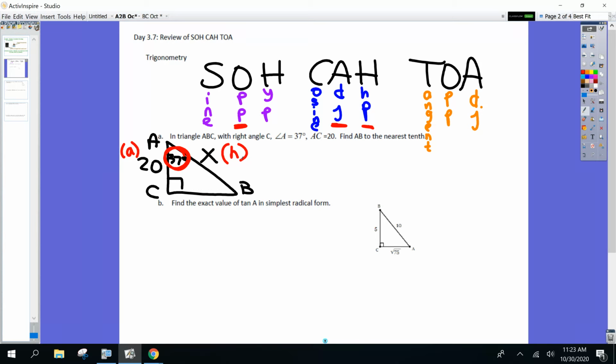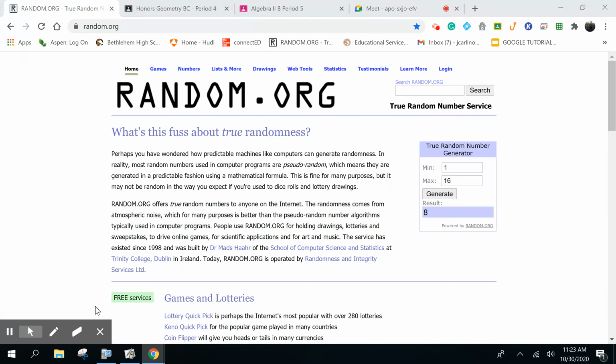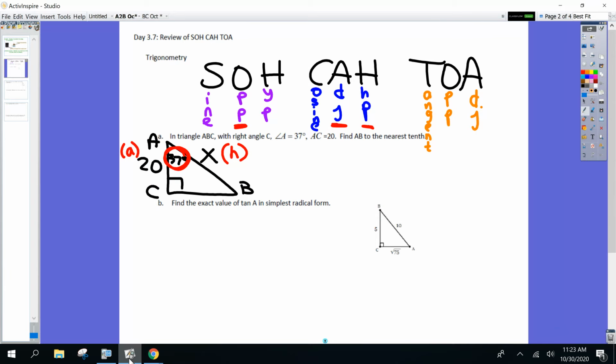Look at Sohcahtoa right now, everybody. Which one of the three am I supposed to use if I have the adjacent and the hypotenuse side? I have adjacent and hypotenuse, so which one of the three should I be using now? Anna, which one should I be using? Cosine. Cosine, good.